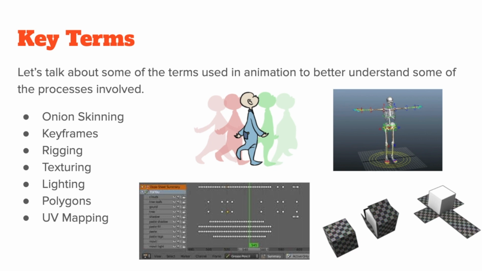Polygons are the small triangular shapes that make up every single 3D model that you make inside Blender, also known as polys. UV mapping. So bottom right of this screen you can see that cube has been unwrapped. It's a bit like if you had a cardboard box and you took it apart, that box would then make a shape, a bit like a cross shape.